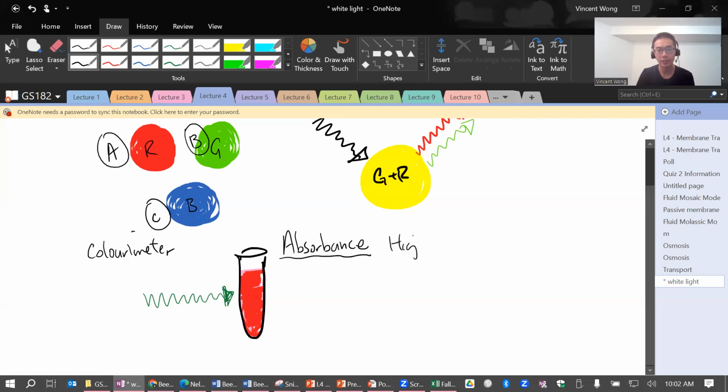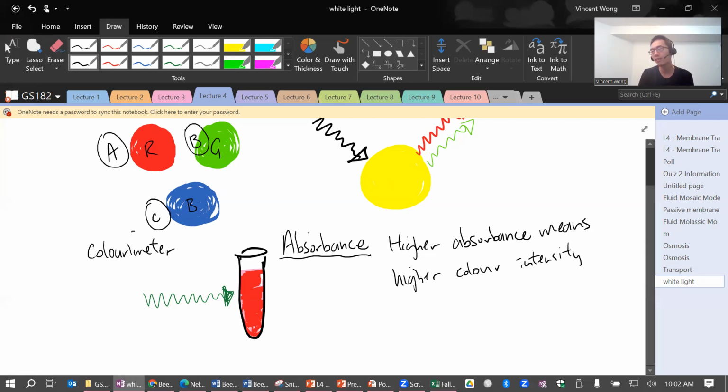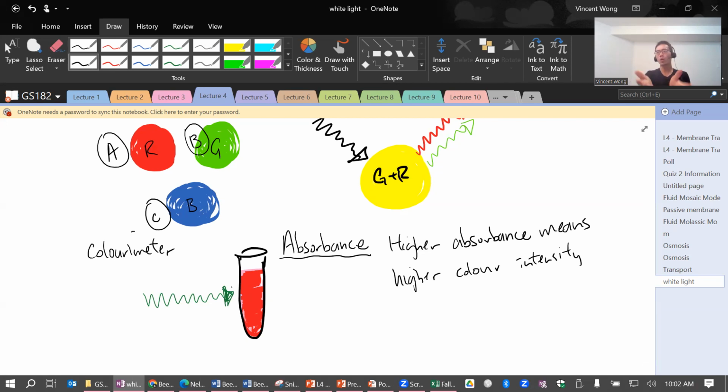So higher absorbance means higher color intensity. And it will actually give you a number. It will say 20% absorbance, or 80% absorbance. If it has 80% absorbance, it means 80% of the light will be absorbed. 20% absorbance means only 20% of the light will be absorbed. Any questions about this absorbance business?